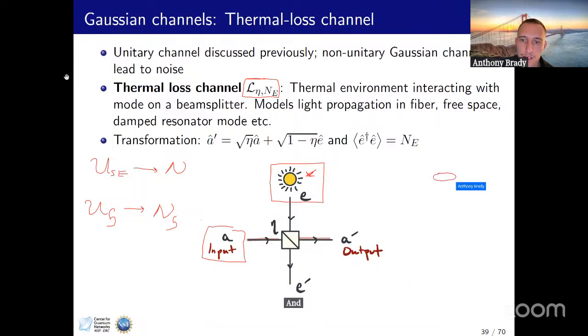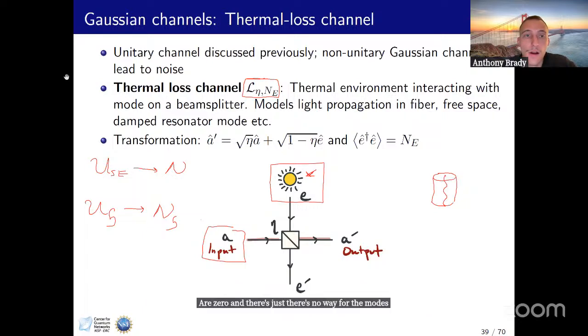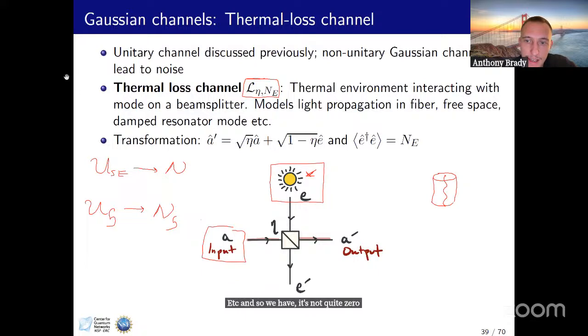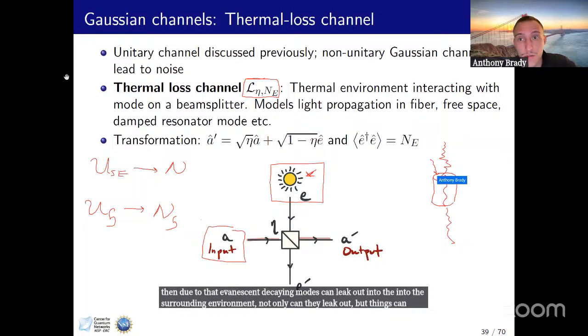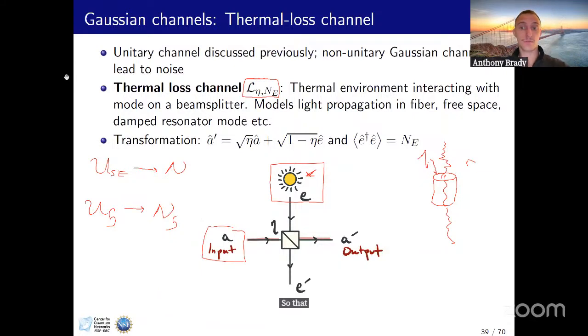And again, one physical example is a microwave cavity, which houses some photon in it. For a perfect cavity, these walls are completely conducting and no photons can leak out of the cavity, because the electromagnetic field at the endpoints is zero and there's no way for the modes to get out. But in practice, this is never the case. The walls are always slightly absorptive, etc. So it's not quite zero, but we have some evanescent decaying. And due to that evanescent decaying, modes can leak out into the surrounding environment. Not only can they leak out, but things can leak in because of that. It's a two-way sort of process. So we can have some thermal chaotic photons leaking into our device. So that's physically what it represents: loss of a photonic mode and leaking in from these environmental modes.